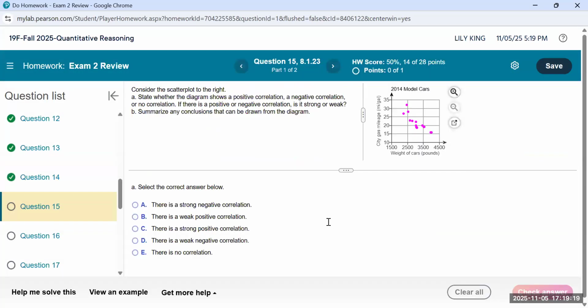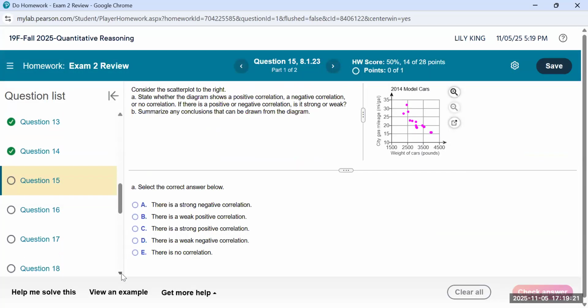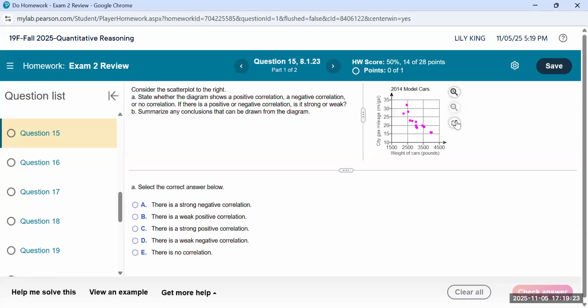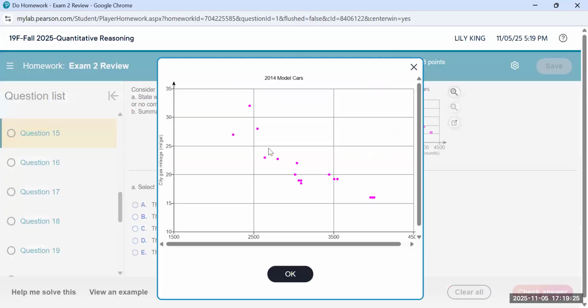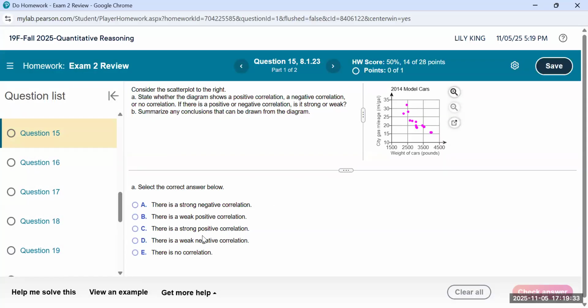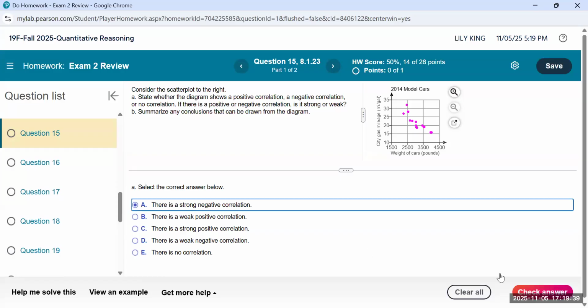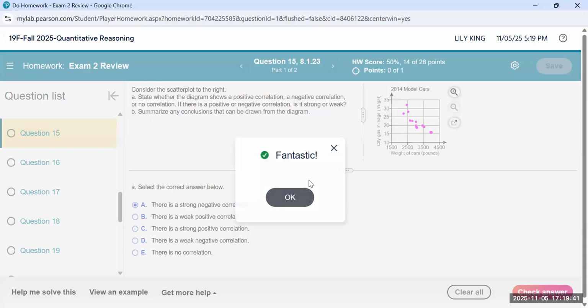Now 5, we have to select the answer below. You can make this graph larger, and as you can see, the data points are declining or decreasing. So there is a strong negative correlation, okay?